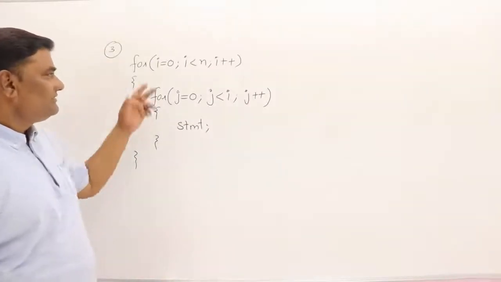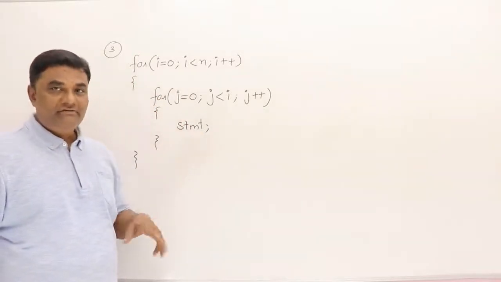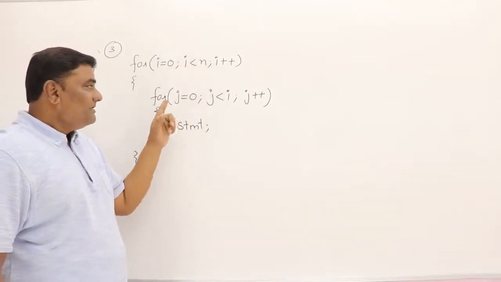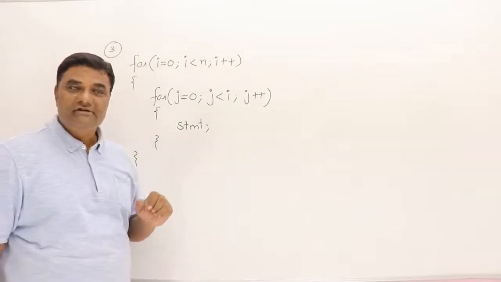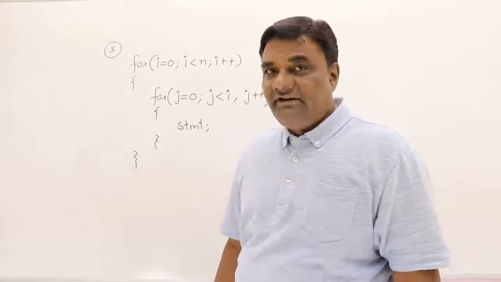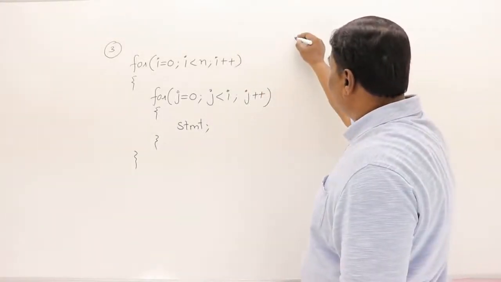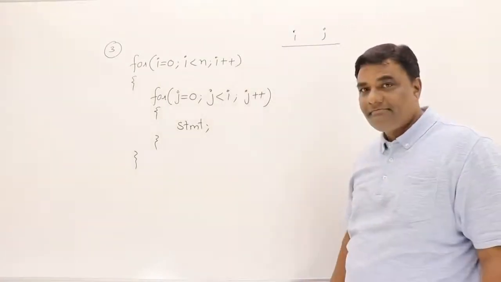The next is again a nested for loop. This looks similar to the previous one but it is not. See, i takes value 0, i less than n, but j takes value 0, j less than i. So here is the difference. Let us analyze this by tracing it and find out how much time it is taking. For this, I will take i value and j value and trace them.